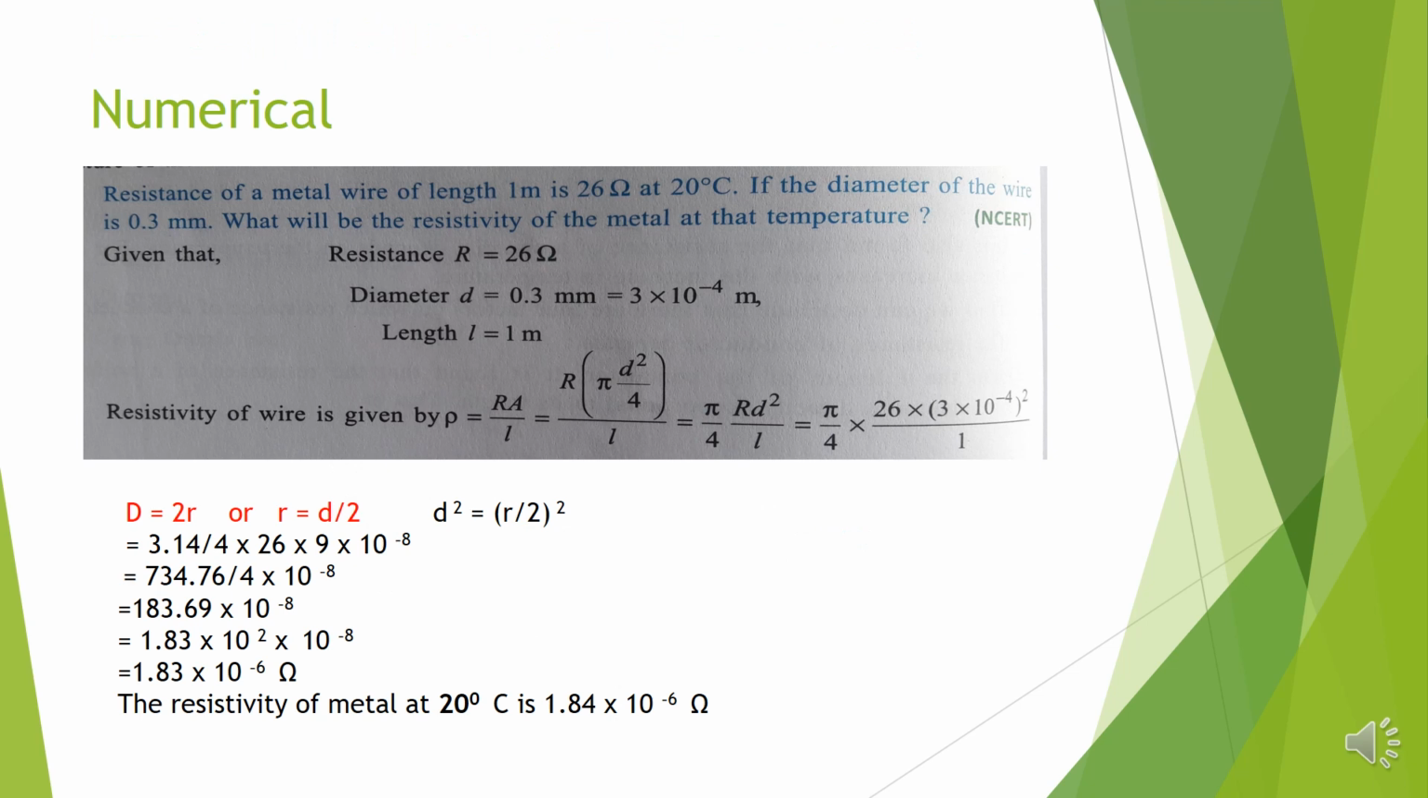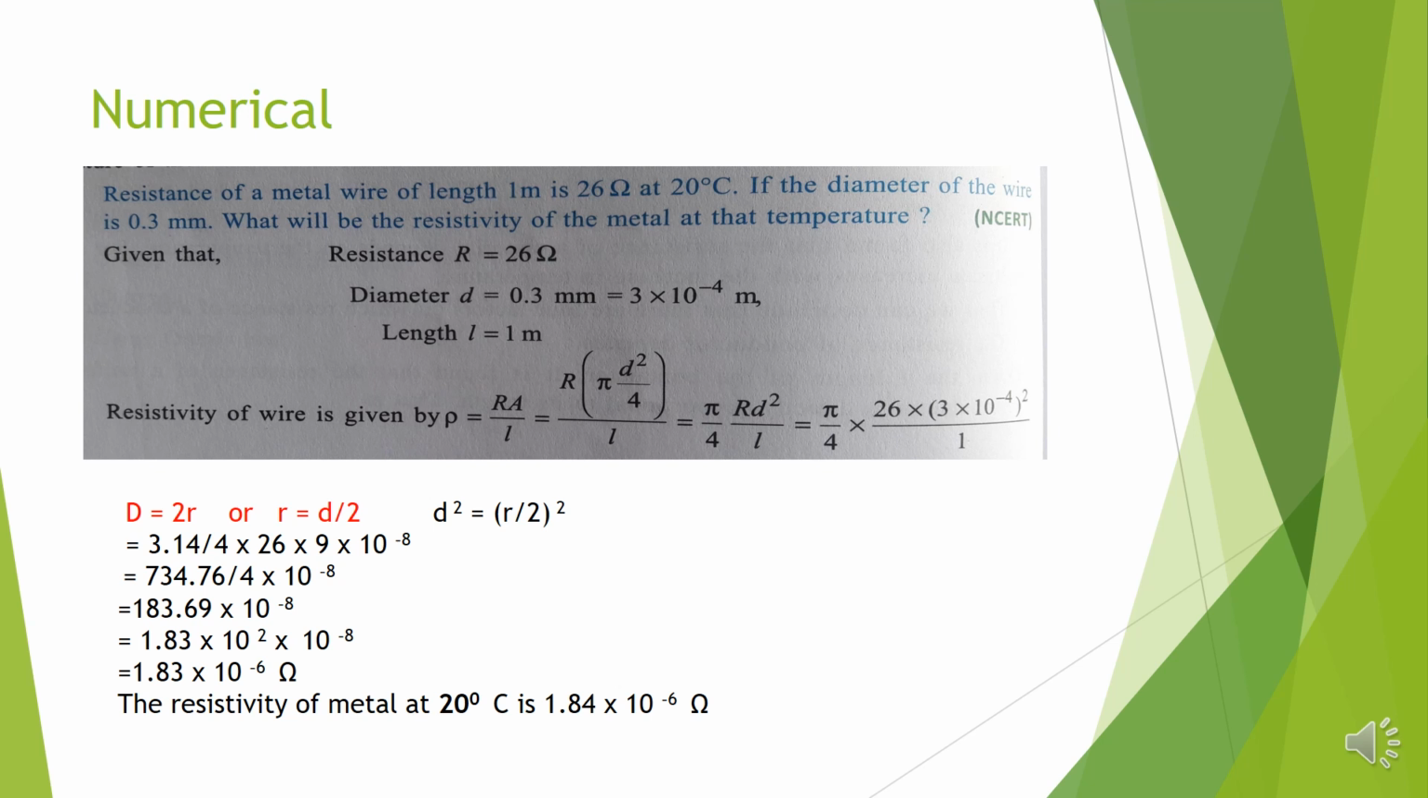Let's start practicing numericals. First one: resistance of a metal wire of length 1 meter is 26 ohm at 20 degrees Celsius. If the diameter of the wire is 0.3 millimeter, what will be the resistivity of the metal at that temperature? You will start with the given data. Resistance R is 26 ohm. Diameter is given, not radius. Diameter is 0.3 millimeter.